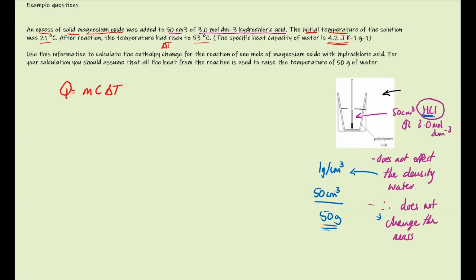So I'm going to use this information to calculate the enthalpy change of the reaction for 1 mole of magnesium oxide with hydrochloric acid. For your calculation, you should assume that all the heat from the reaction is used to raise the temperature of 50 grams of water. A couple of things there. We're assuming no heat loss. So we're assuming that we've done everything we need to do to make sure we don't lose any energy. Obviously not the case and not true, but in these calculations, we have to assume that.